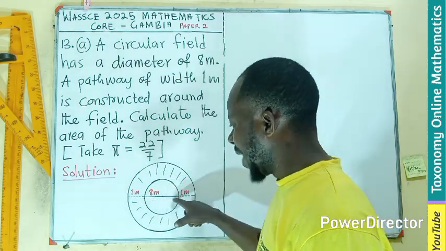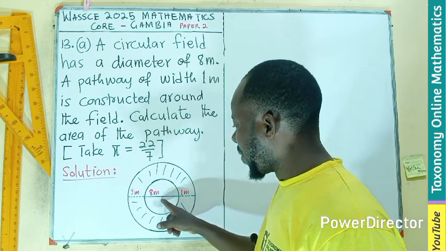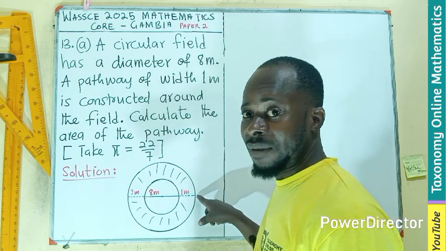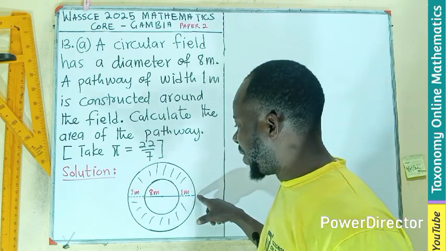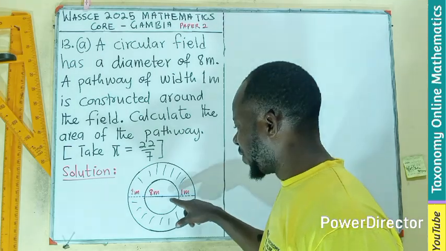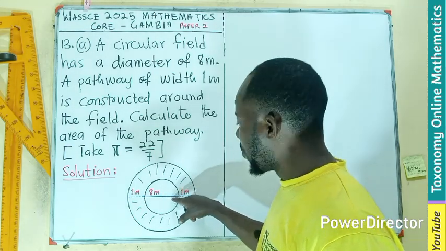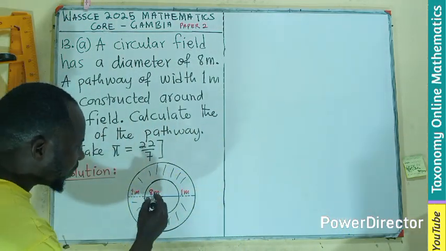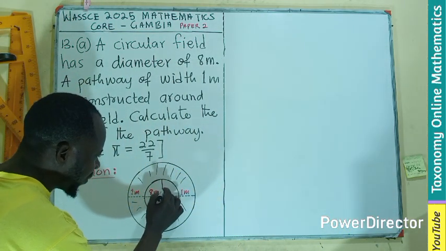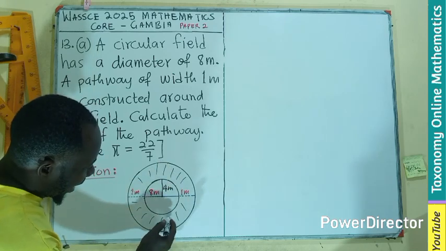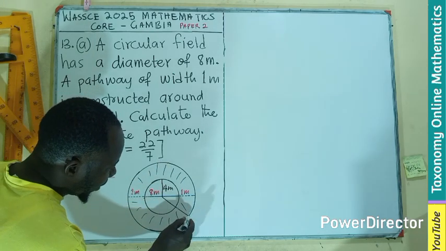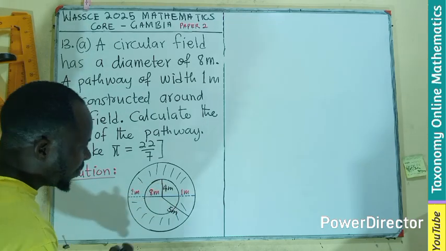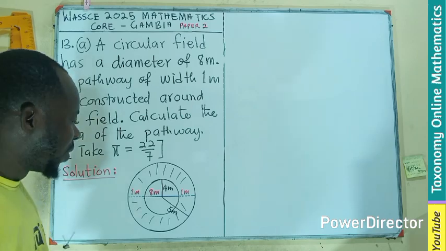Now, if the diameter is 8 meters, then it means the radius is going to be 4. If we know that from the center to the circumference of every circle is the radius, then it means the radius of the bigger circle is going to be the 4 we have here plus the 1 we have here. So if I have here as my radius, I still have 4 meters. And from here to the end, that will be 4 plus 1, that will be 5 meters. So this gives the dimensions for the radius.